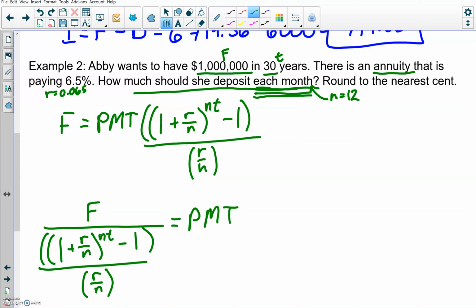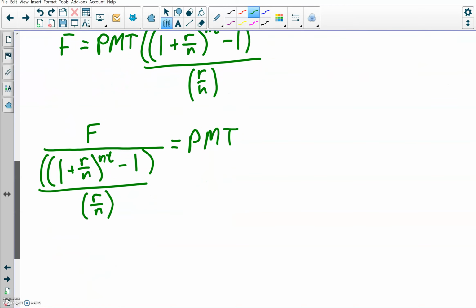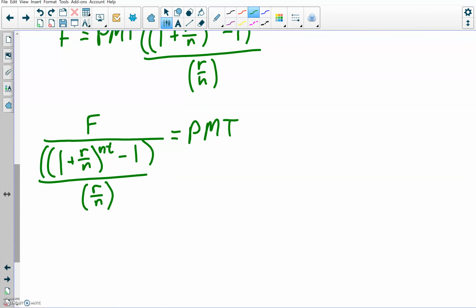You could also flip the bottom and multiply if you want, but I'm just going to work with it like this. So now, taking the pieces that we're given, I'm going to plug them in. I'm going to take this million for the future value.